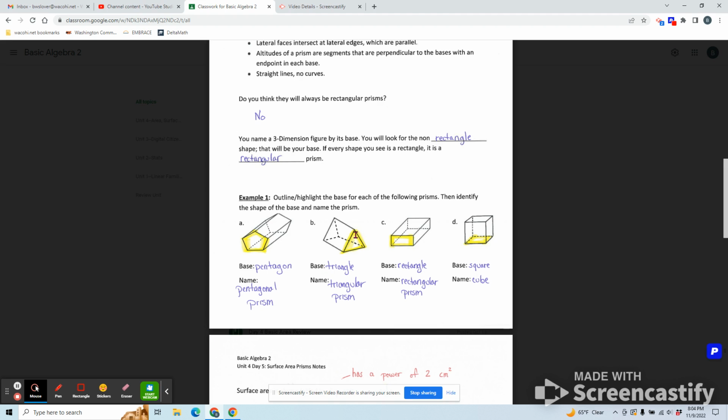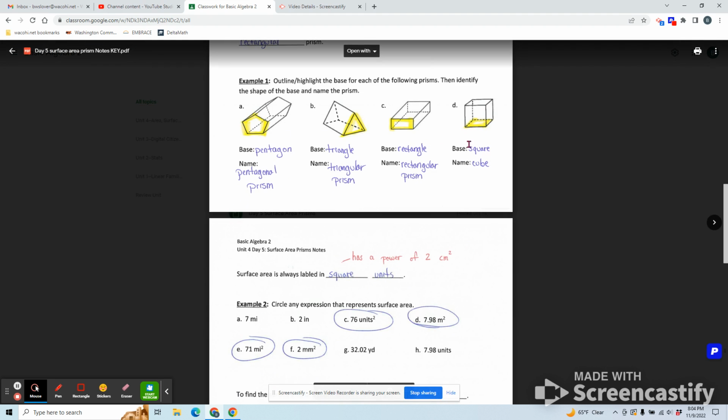The next one, my base is a triangle. A triangle has 3 sides, so my base is a triangle, so it's a triangular prism. Everything in here is a rectangle. That's all I see are rectangles. So my base is a rectangle, which makes it a rectangular prism. And the last one, I chose my base on the bottom this time. Okay, but really they're all squares. Every shape I see in letter D, every face, every base is a square. So that makes it a cube if they're all the exact same.